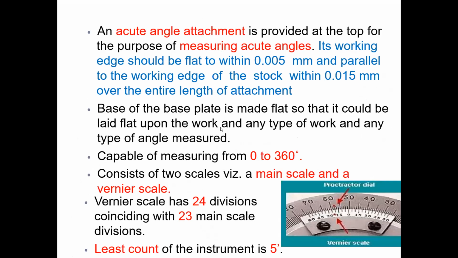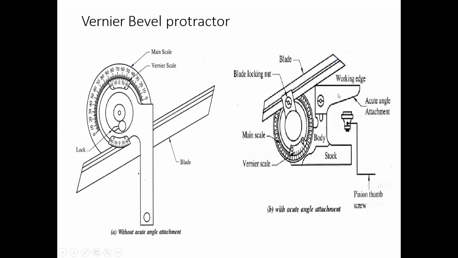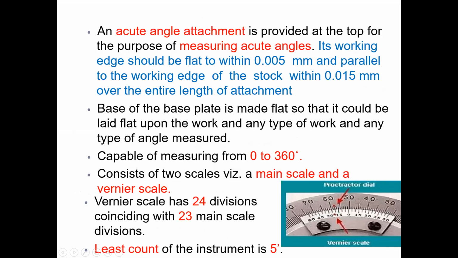So here, an acute angle attachment is provided at the top of this instrument for the purpose of measuring acute angles. It can be locked at any position by using the screw. Next, the base of the base plate is made flat. Very important: it is made flat so that it can be laid flat upon the work, and any type of angle can be measured. Why is it made flat? In order to keep it on any work part while measuring. That is the reason why it is made flat.